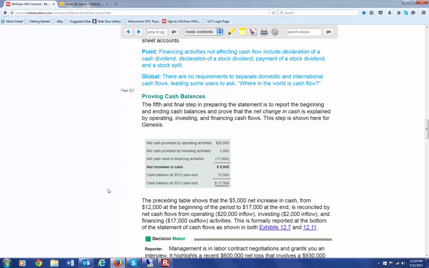The very last step is, once you've determined the net cash provided by operating activities, the net cash provided by investing activities, and the net cash used in financing activities, that gives you a net increase in cash of $5,000. If you add that to last year's cash balance, are you going to come out with the balance that you currently have in your cash account at this year end? And this is where you have to prove it. This number should match what your cash account says that you have at the end of the year.